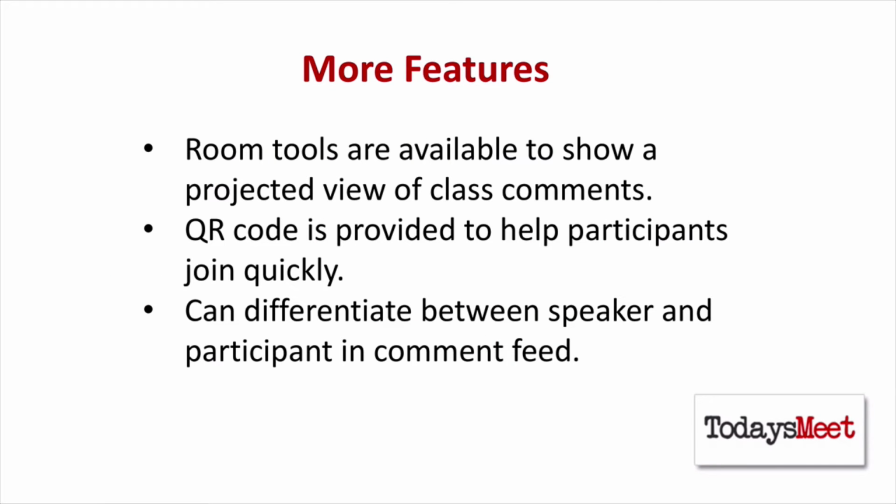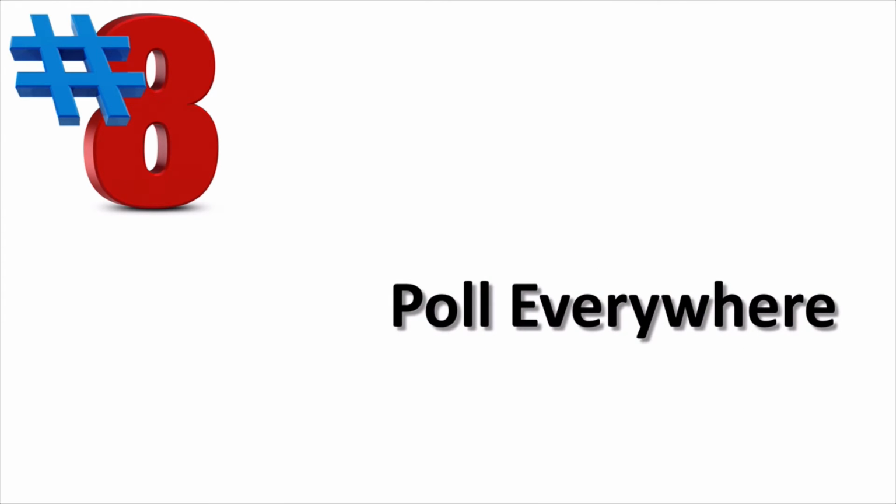Room tools are available to show a projected view of class comments. A QR code is available to help students join your room quickly. And there are color settings to help differentiate between speaker and the participant in the comment feed. And now for number 8. Number 8 is Poll Everywhere.